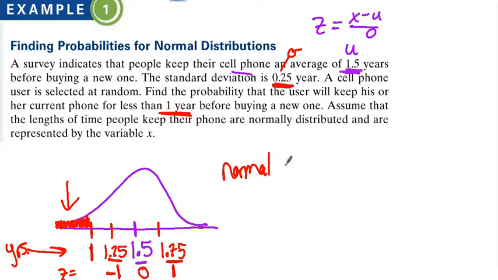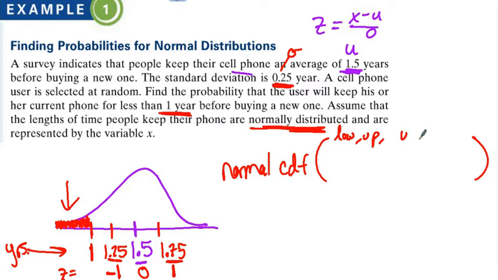Go to normal CDF. Obviously they're telling us we're assuming it's a normal distribution, otherwise we couldn't do this. Go to normal CDF, and let's think about this. We need lower, we need upper, we need mu, and we need sigma. We've done this before, but this is going to be slightly different because it's a different situation. First of all, the lower bound is going this way forever, and so remember we can use -10,000. The upper bound is right here.